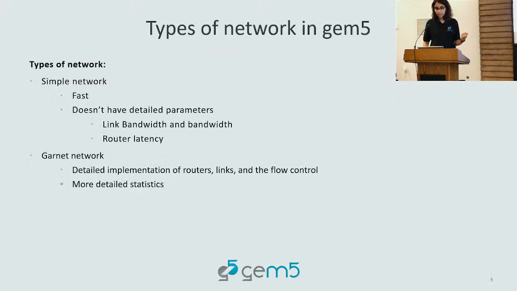Similar to caches, we have two types of interconnects here. One is the simple network, which is fast and easy to use. However, it is not very detailed. When you run this at the end of the session, you can see that it doesn't give you a lot of statistics. So if you want to really focus on an interconnect, you have to use something implemented with Garnet. Garnet is more detailed. It also gives you a lot of statistical information, such as queuing latency, network latency, and so on. There are also many more things that you can configure using Garnet compared to simple networks.